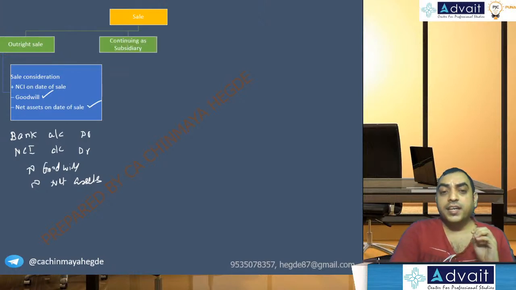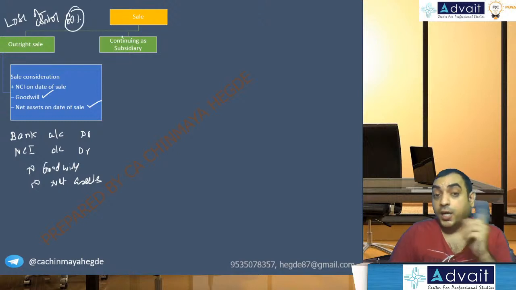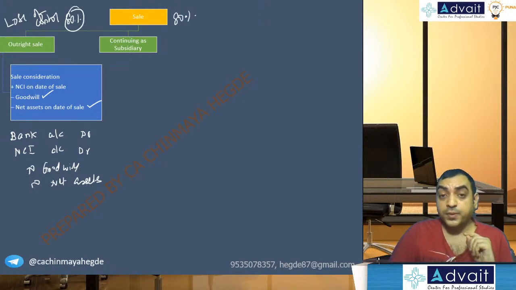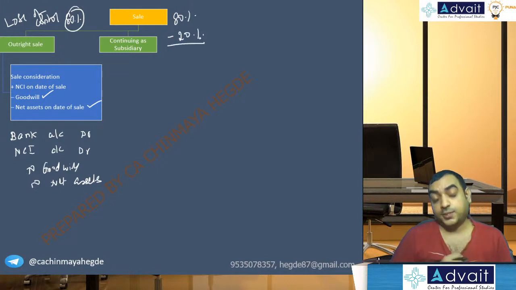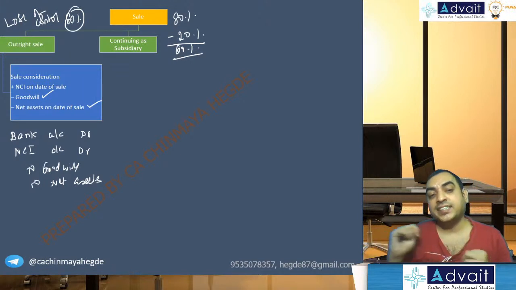Okay, next, this is loss of control. What is loss of control? You had 100% or you had 80%, you sold the entire 80%. Continuing subsidiary means you had 80%, but you sold only 20%. Remaining 60% you continue, which means you continue to have control. You continue to have the subsidiary. If the subsidiary is continued, no need to de-recognize NCI. No need to de-recognize goodwill. No need to de-recognize net assets.